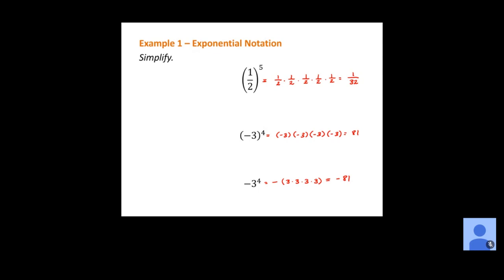So that's why we have to be careful with those parentheses, right? A negative 3 in parentheses to the 4th means we're actually multiplying negative 3 times itself 4 times. Whereas if there is no parentheses, that negative just follows through the problem, and we're only raising the 3 to the 4th power. Any questions on any of those now?